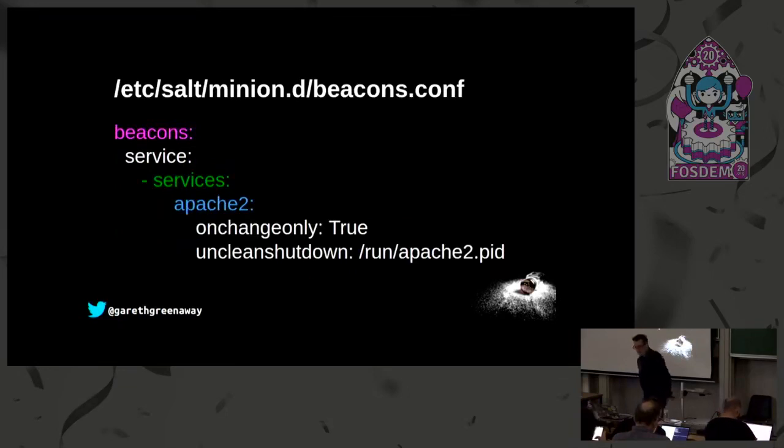So here's an example of a basic beacon config. Here we're using, again, basic YAML beacons, and we're monitoring a service, in this case, apache2. And we want to fire only on changes. So if it monitors and sees that it's running, and then it sees it stop, it will only fire that event in that case, and only if the apache2 PID still exists in that directory.